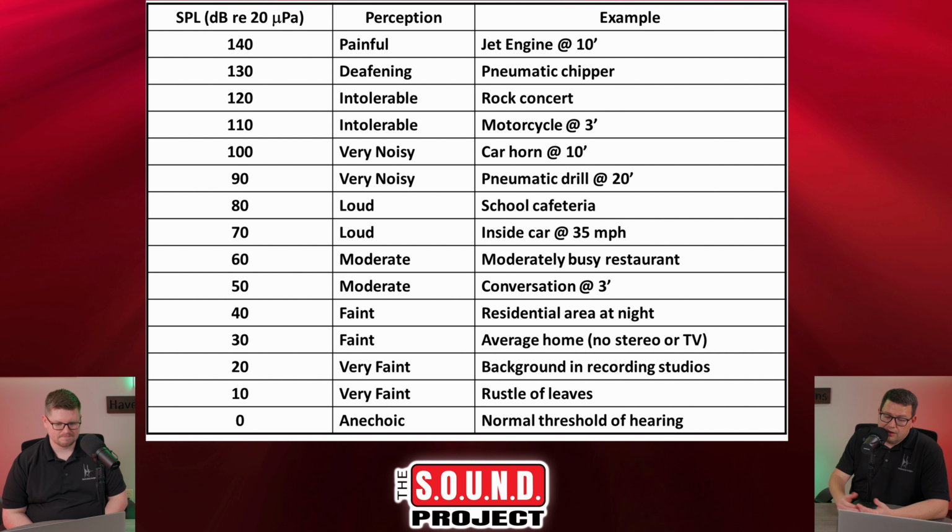So 30 dB would be the average home with no stereo or TV on. You've got a conversation from 3 feet away, which is about where we're at right now, at about 50 decibels. And then inside a car at 35 miles an hour is 70. And you just go up and up.